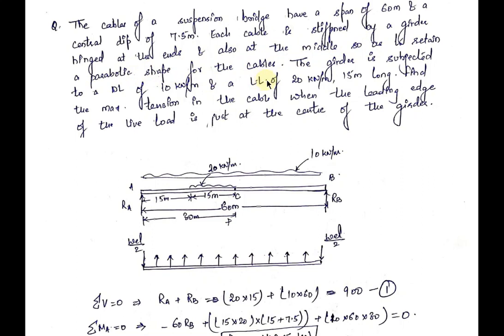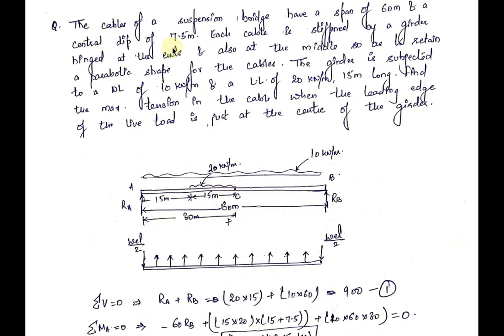The girder is subjected to a dead load of 10 kilonewton per meter and a live load of 20 kilonewton per meter, 15 meter long. Find the maximum tension in the cable when the leading edge of the live load is just at the center of the girder. Now in this question we are given that the total span is 60 meters, so the center will be at 30 meters.